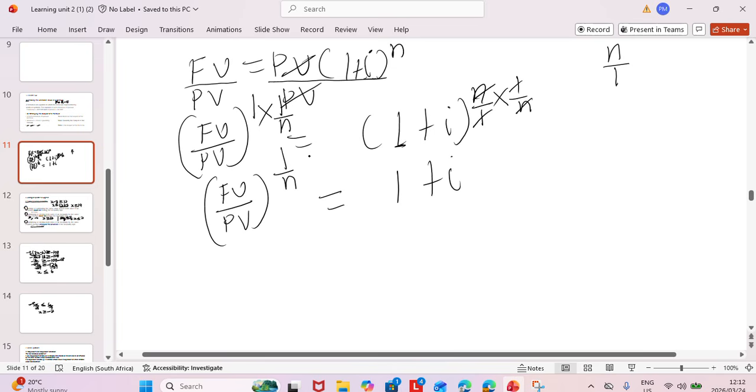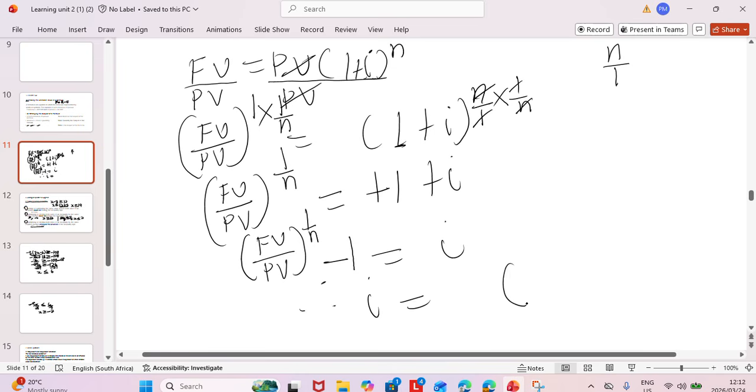So on the right hand side, you only want I. To have I, you can just take the positive 1 from the right hand side to the left hand side, the sign will change into a negative 1. And then what you do, future value over present value, 1 over n. You are done. Therefore I is equals to future value over present value, 1 over n, minus 1.